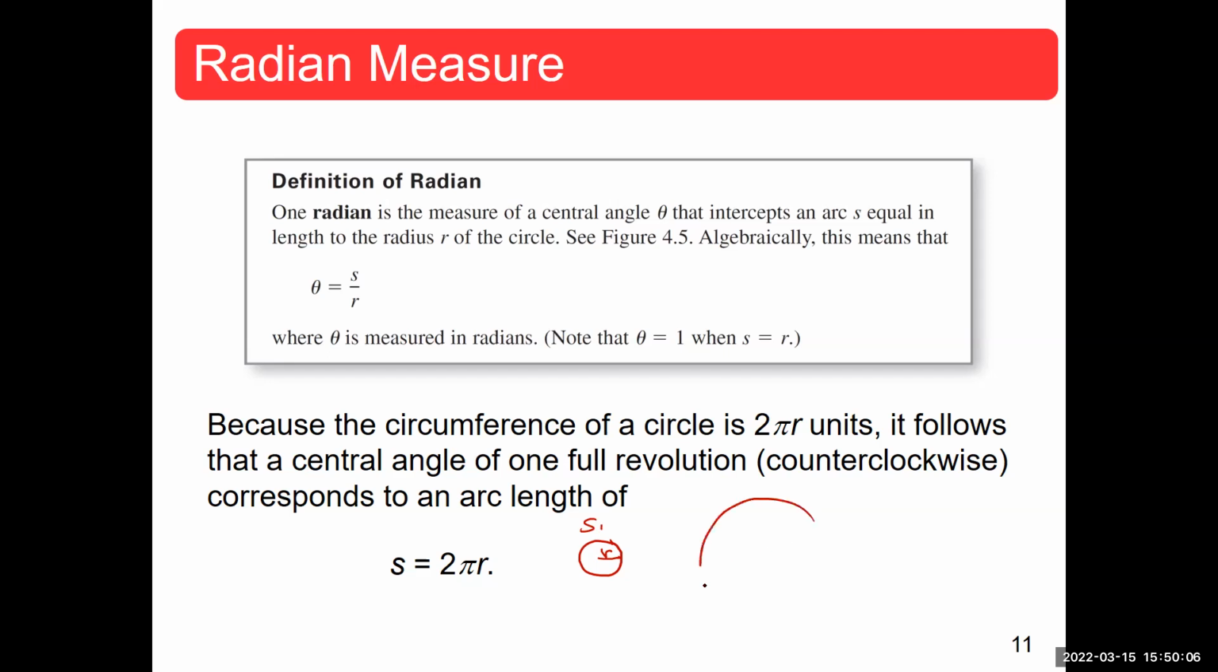If I have another circle, much bigger, with a different radius, and the arc length is S2, they find out no matter how big or small the circle, S, the length over the radius equals a constant. It never changes.